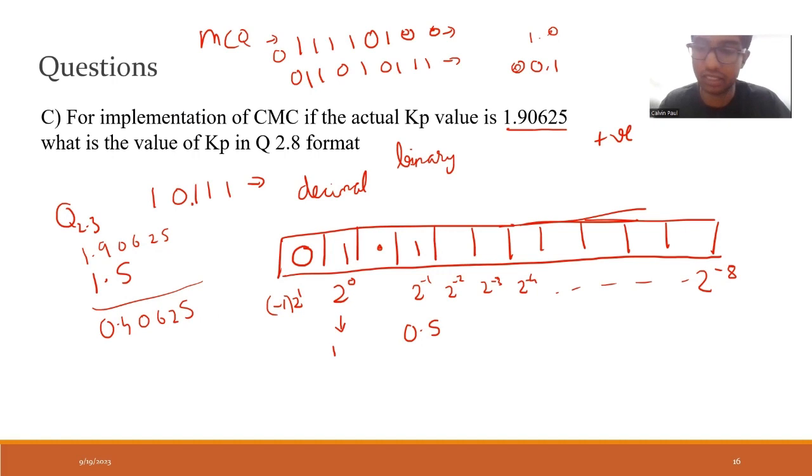Okay, let me not complicate it. I'm actually complicating it for you guys. First, you understood why this is 1? Yes, sir, it is clear.